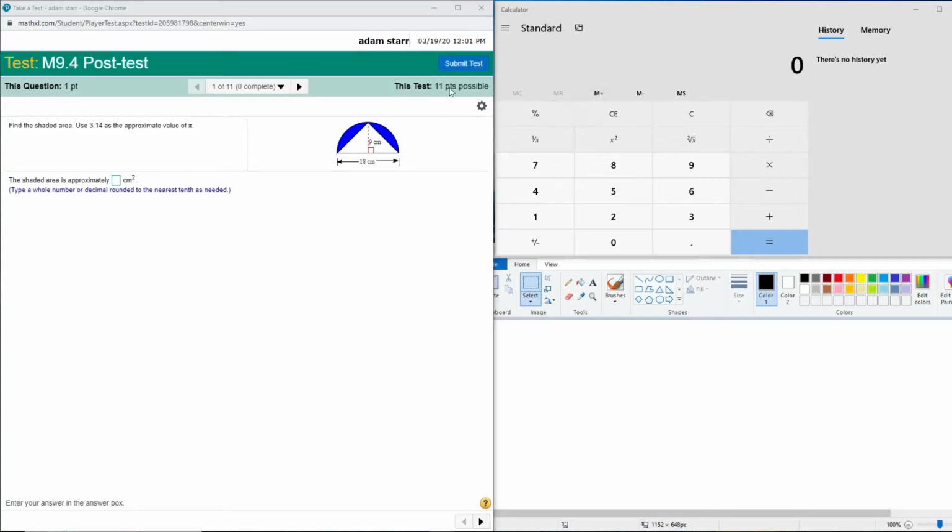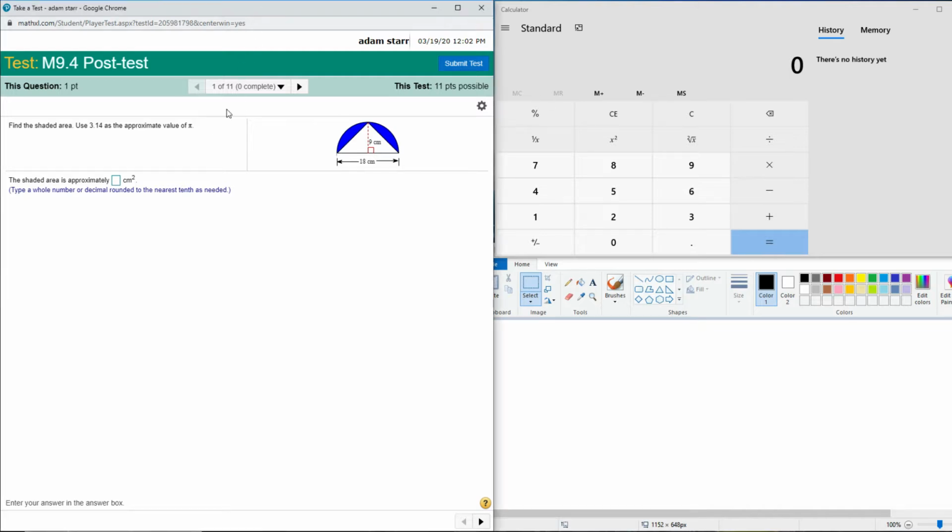Everyone, I'm going to start recording post tests with work. You can see on the screen, I have 9.4's post test up, a calculator, and then a notepad. I'm going to trace any notes that I have. So I'm going to get started.